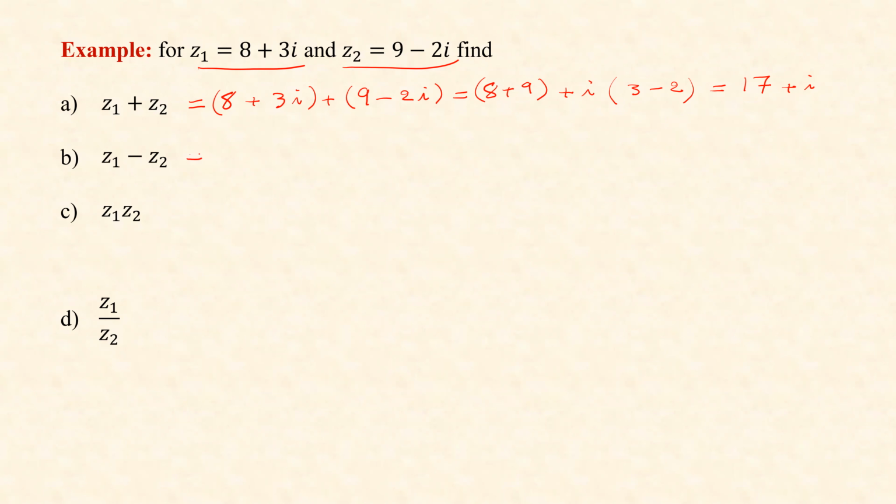What is the difference of the two? It becomes 8 minus 9 as the real part, and plus i times 3 minus negative 2. So it becomes negative 1, and this becomes 5, so negative 1 plus 5i.